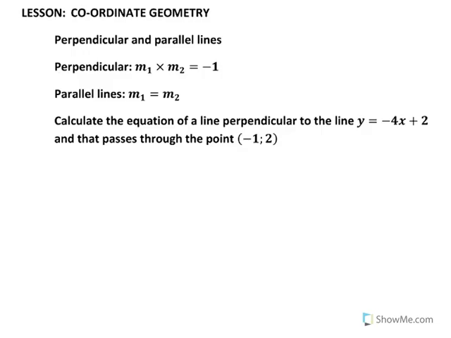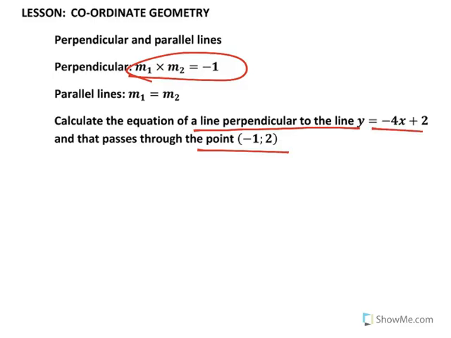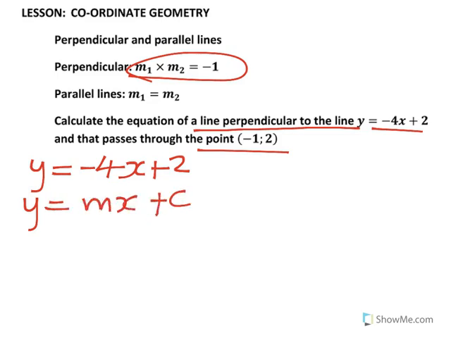Now, looking at it again, calculate the equation of a line. Now we're looking at a line perpendicular to the line y is equal to minus 4x plus 2, and that passes through this particular point. And you know, for perpendicular lines, that is the trick: m times m1 is equal to minus 1. So I'm going to write the equation that we're given: y is equal to minus 4x plus 2. Remember, I'm matching it to y is equal to mx plus c. If I match well, you can see what my gradient is there. My m1 is equal to minus 4.